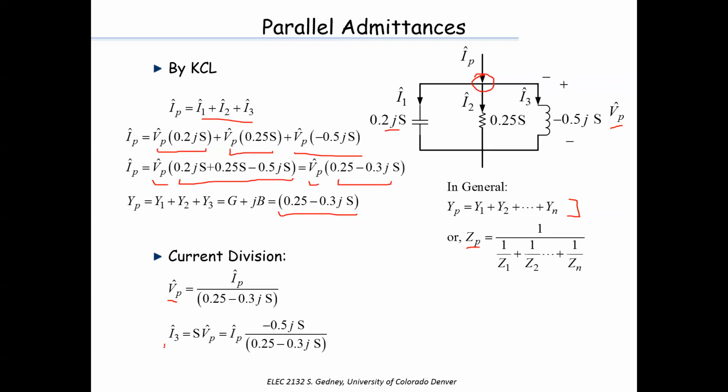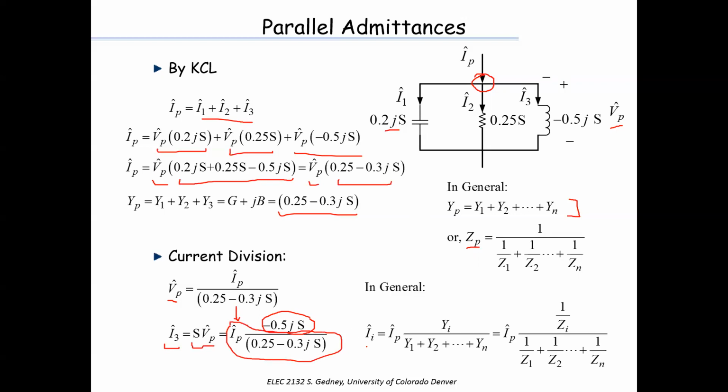And if I want to find, say, the current through the third branch, that's equal to the admittance of the third branch times VP, which is minus 0.5 J Siemens times VP, which is IP over the net parallel admittance. Okay, so this is my VP, is IP over the net parallel admittance, right?